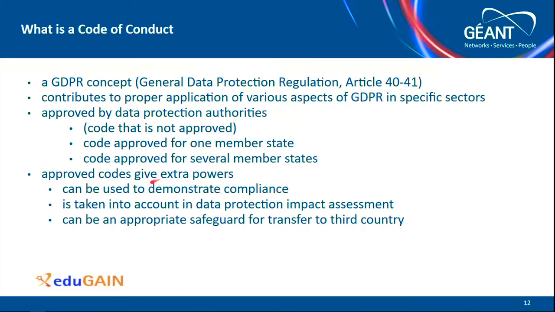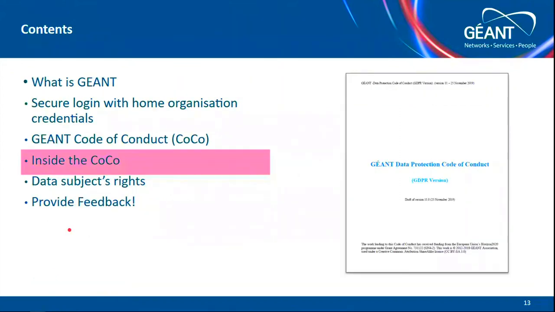And GDPR in particular introduces three items that an approved code of conduct gives. It can be used by the service providers to demonstrate their compliance with the GDPR. And it can be taken into account when the service provider does its data protection impact assessment. And last but not least, it can also be a legal ground for transferring the attributes to third countries, which is another challenge in the context of academic federations, because cross-continental and cross-Atlantic research is a strong use case in identity federations as well, but release of personal data out of the European Union is sometimes tricky. So this is what codes of conduct and the GÈANT Data Protection Code of Conduct is for.